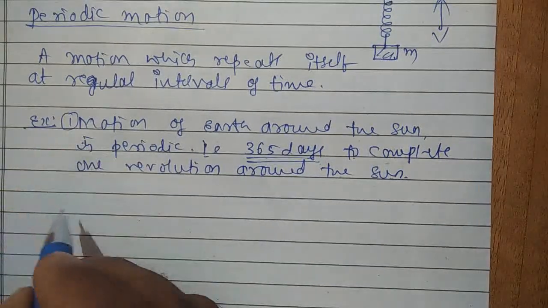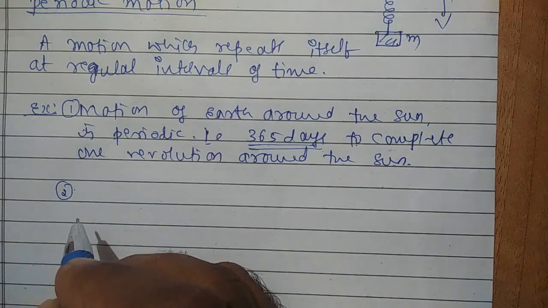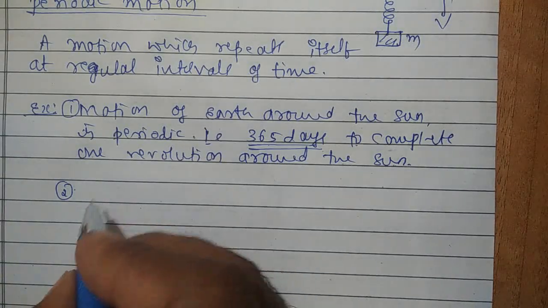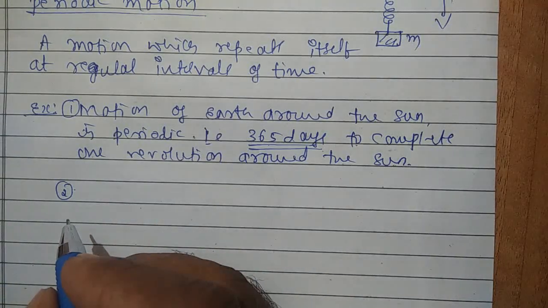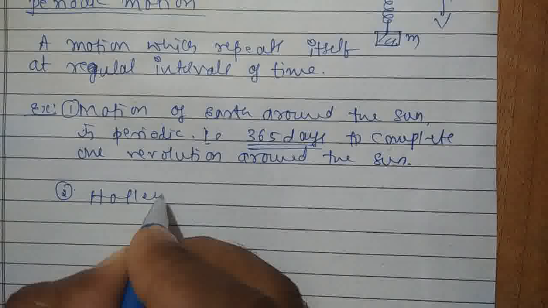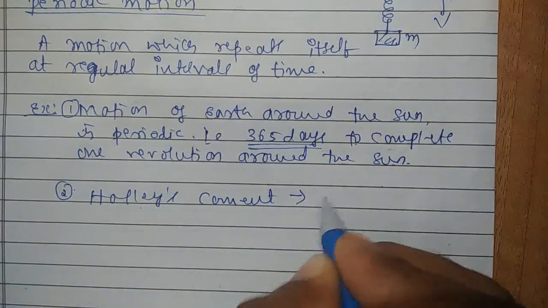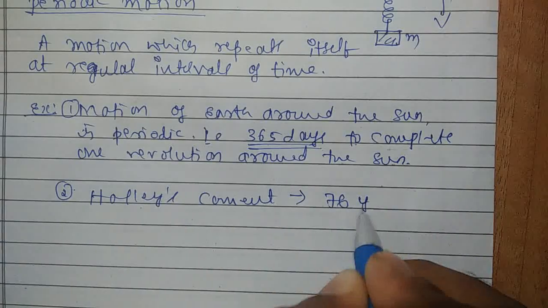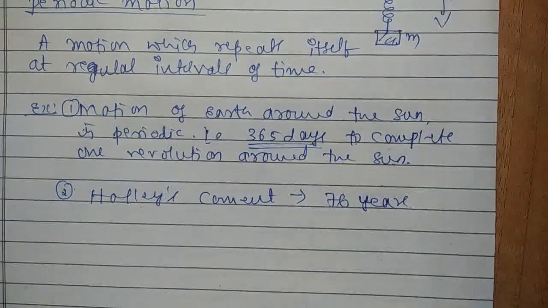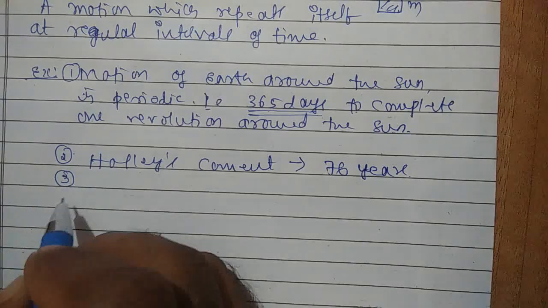And one more example that we can quote for this periodic motion is the pendulum clock, that is the movement of a pendulum clock. So that is also a periodic motion. And we know that Halley's comet, okay, which is having a time period of 76 years. So every 76 years once this comet will repeat. So this is what we call a periodic motion.